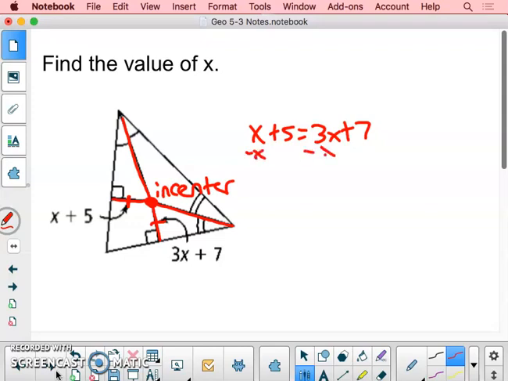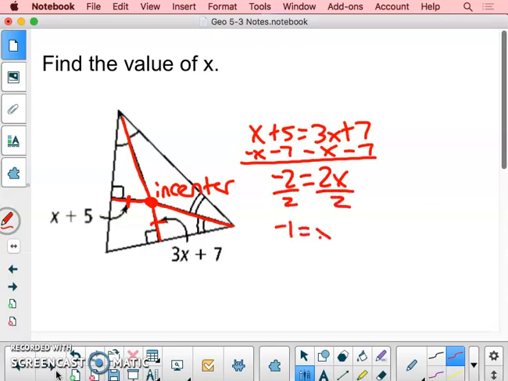We're going to subtract both sides by x and subtract both sides by 7. We get negative 2 equal to 2x. When we divide both sides by 2, we get negative 1 equal to 1x, and that would be our answer.